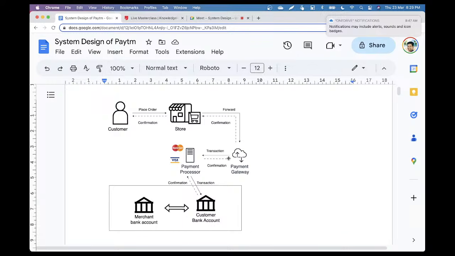So this is about the overall parties which are involved and how they interact with each other. And once the transaction is confirmed, the bank is the party which will confirm the transaction, and at every stage there will be checks to ensure that the transaction is valid, and confirmation will be sent to the payment processor, then from the payment processor to the payment gateway, and then to the store, and then finally the customer will receive the message that the transaction is complete.